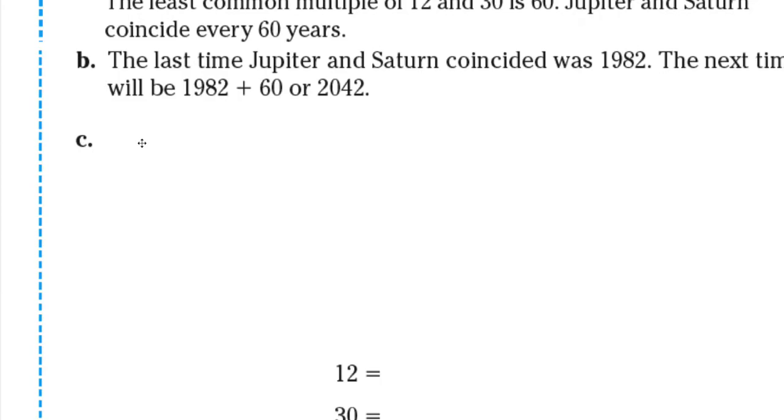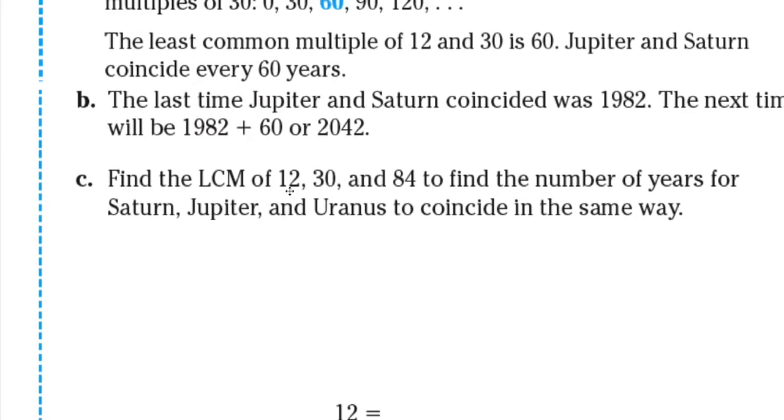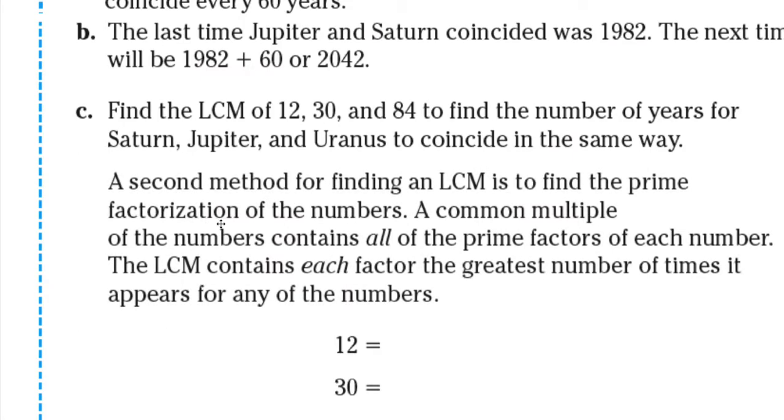And letter C, find the LCM of 12, 30, and 84 to find the number of years for Saturn, Jupiter, and Uranus to coincide in the same way. So we now have three numbers to look at instead of just two. And instead of listing, there's another method that we can use to find the LCM of numbers, and that's what we call prime factorization.